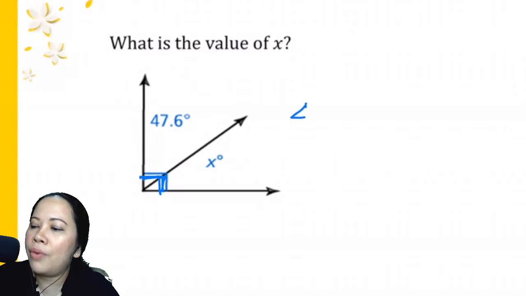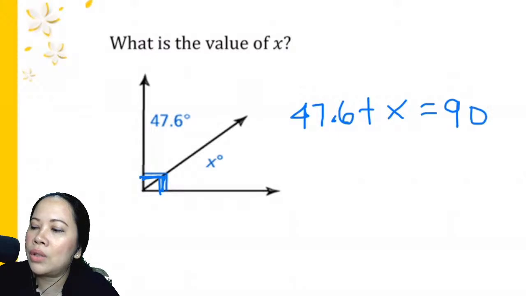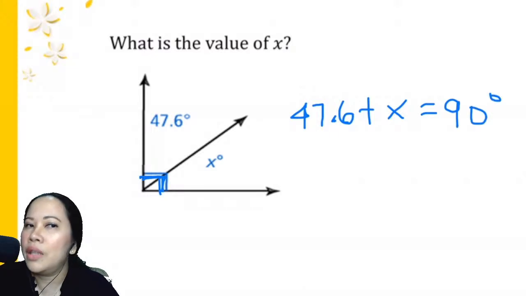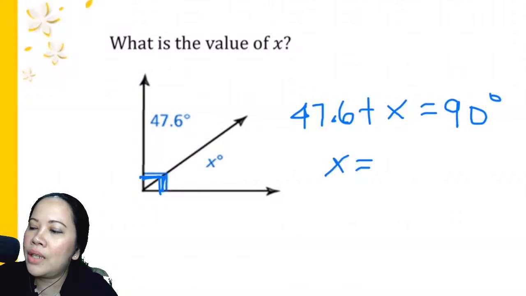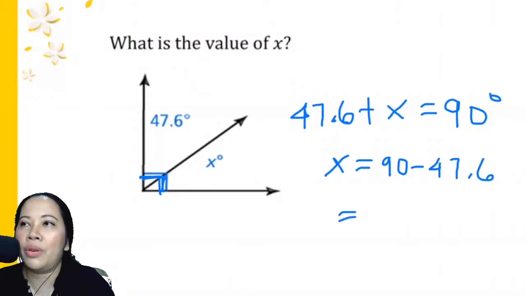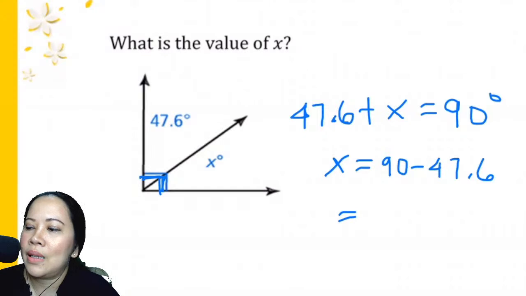So that means that 47.6 plus x should be equal to 90. The two angles, the sum of two angles is 90. So you just need to rearrange it. 90 minus 47.6 will be your value of your x. Okay?